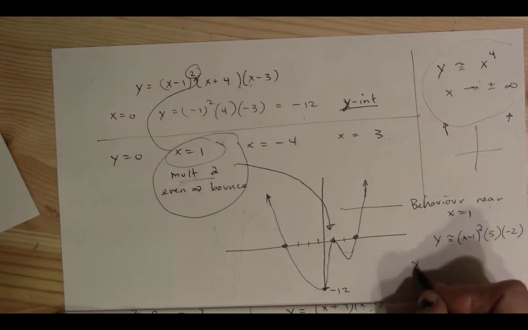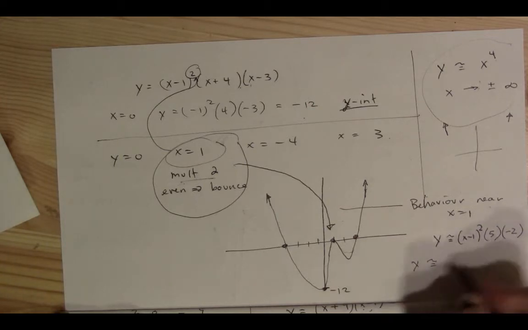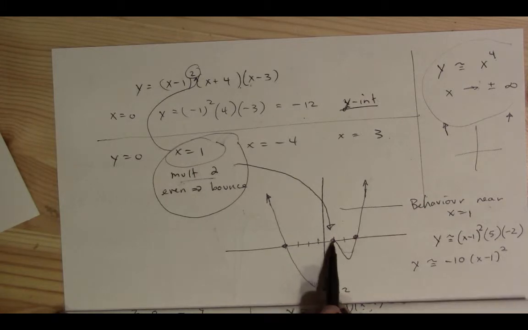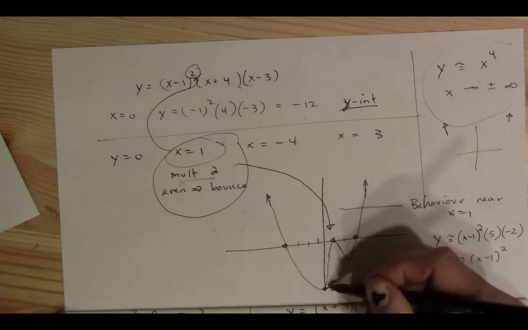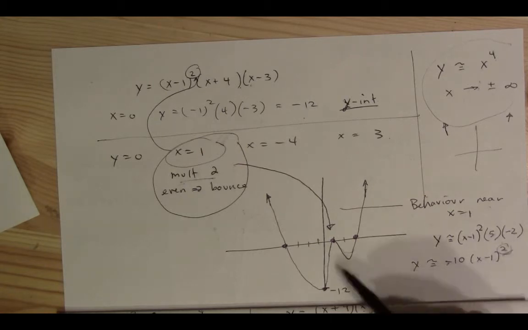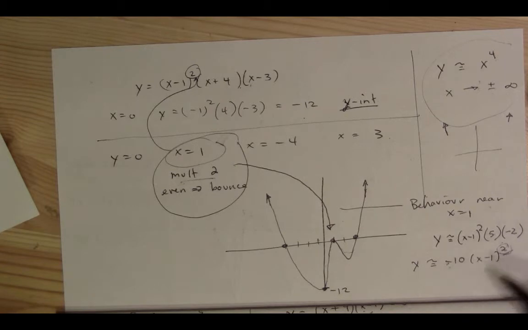So I can multiply these together, and it looks like y is behaving like a parabola, because I have a squared function here that's shifted to the right one, opens down, and it's very, very steep. So there's my bounce, because once I've plugged in these values, what's left over is a quadratic. If this were a 4, I would be getting basically an x to the 4 turned upside down. So again, it would be a bounce.